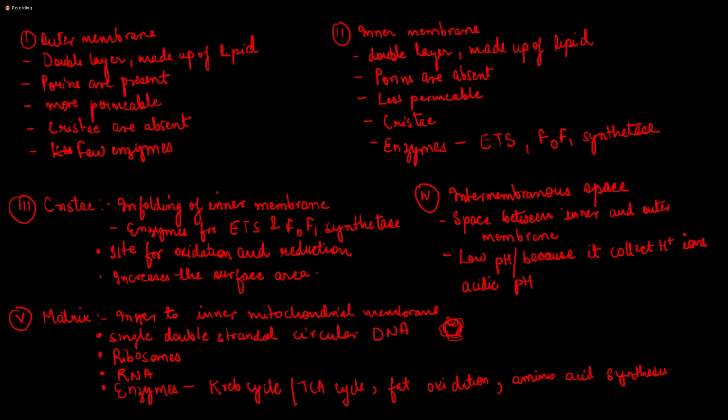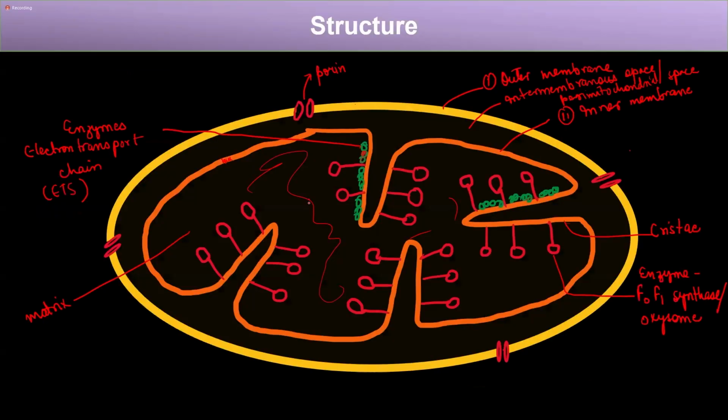Now, one more important thing. If you see the structure of mitochondria, you can see that there are two compartments, right? There is one inner compartment and one outer compartment. So you can write that mitochondria have two compartments. You can see this is one compartment and this inner one is another compartment.